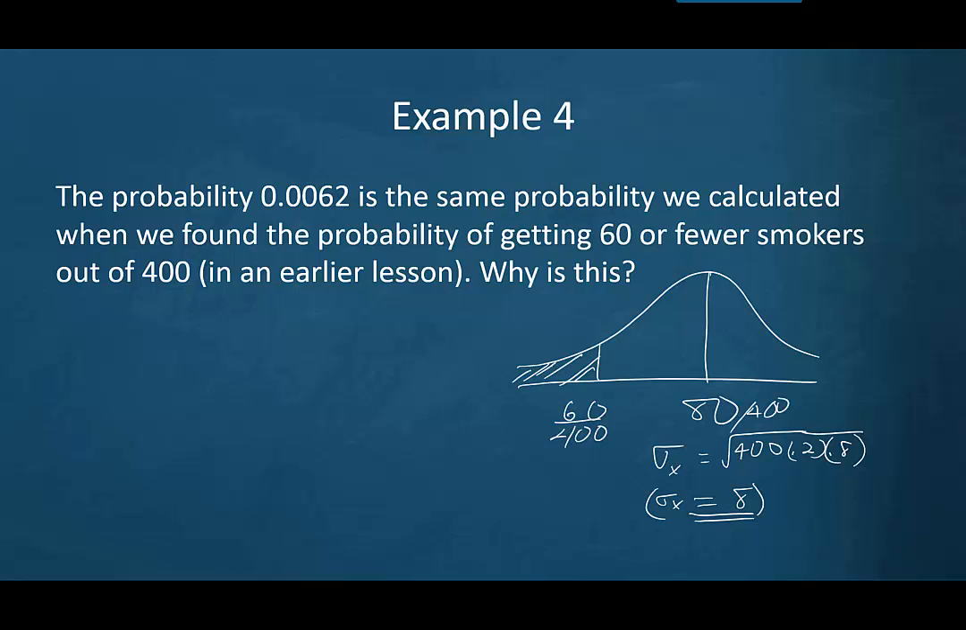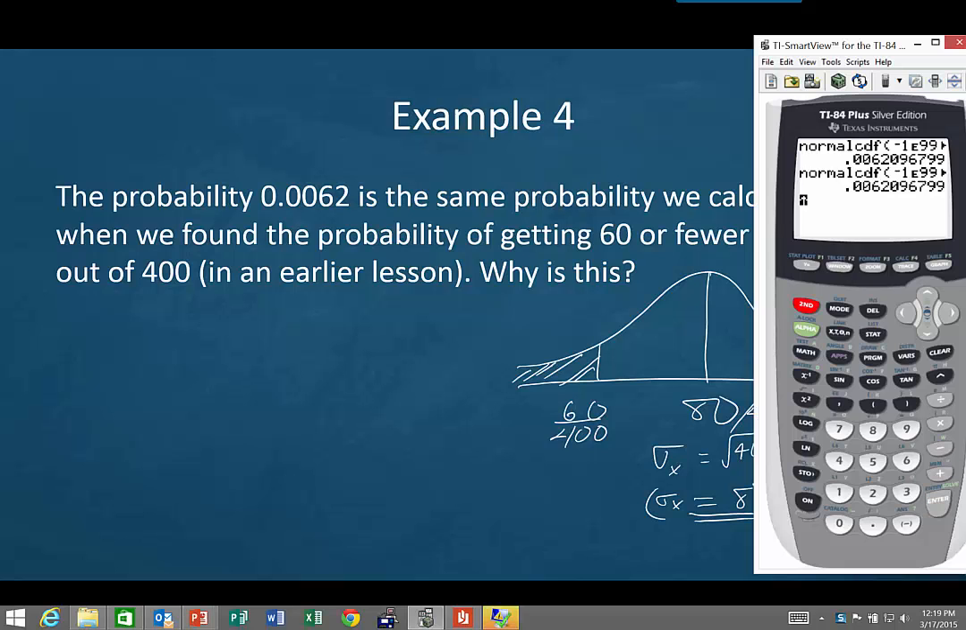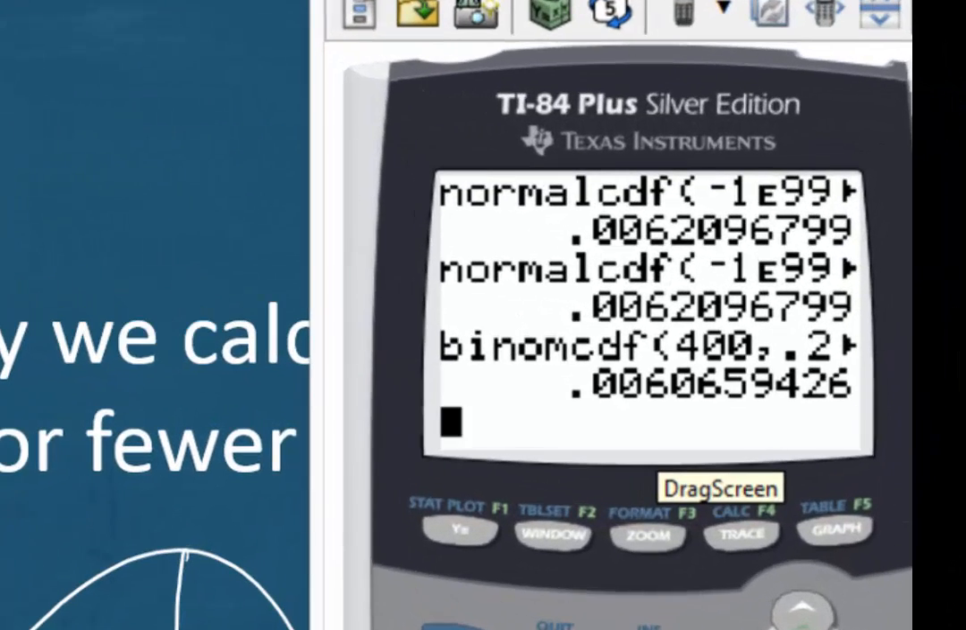We could also look at computing this as an actual binomial. And you'll see that it's going to be very, very close to this. Binomial CDF, number of trials, 400. P is 20%, 0.2. And we're going all the way up to 60. The exact proportion would have been 0.0061 if I'm rounding, or off by about 1/10,000th of a place. But we use the normal distribution to approximate binomials.